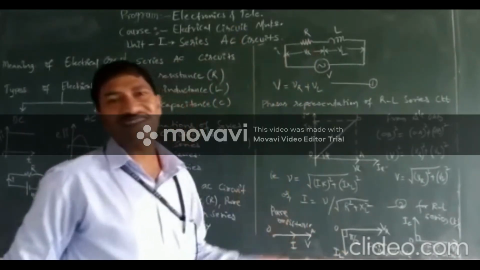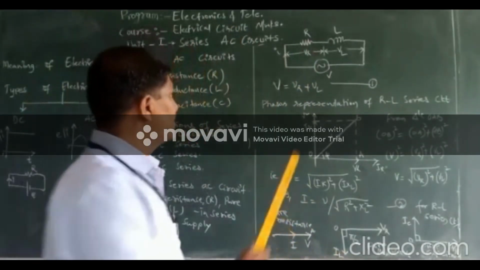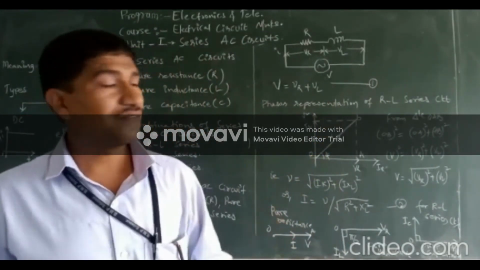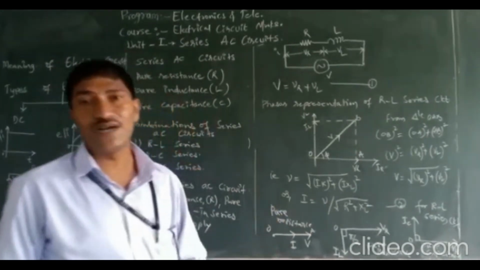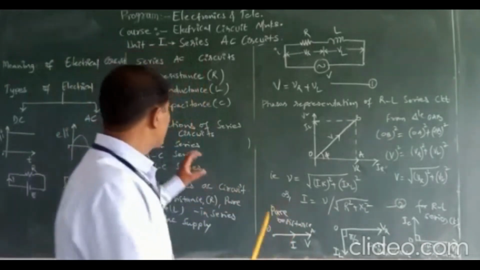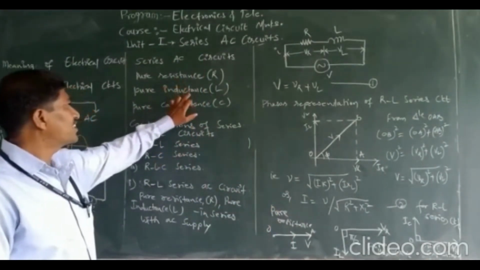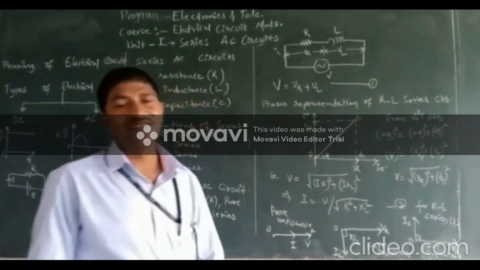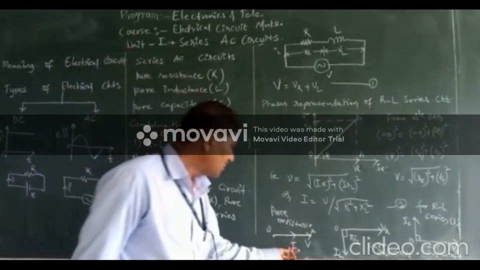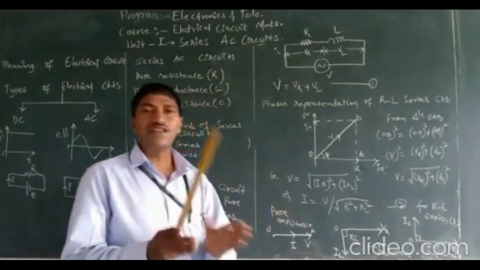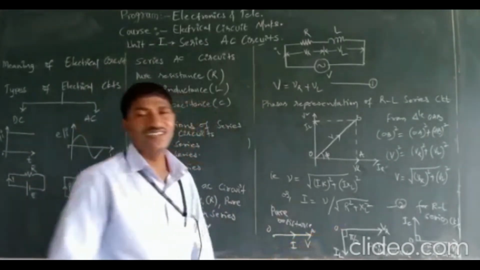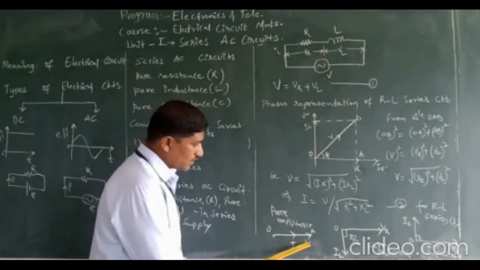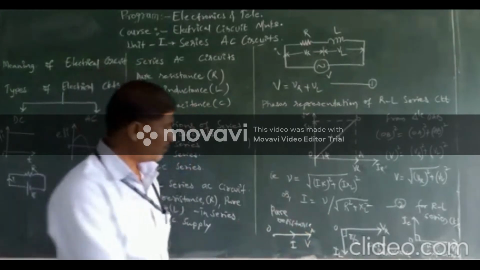Next, we have to represent this analysis by a phasor diagram, called the phasor representation of the RL series circuit. For this, it is essential to have a basic idea of the nature of voltage and current with respect to resistance, inductance and capacitance. We know that if you consider a pure resistance, the voltage and current will be in phase, which can be represented by the single line OA, where vector V and vector I are both in phase for a pure resistance.